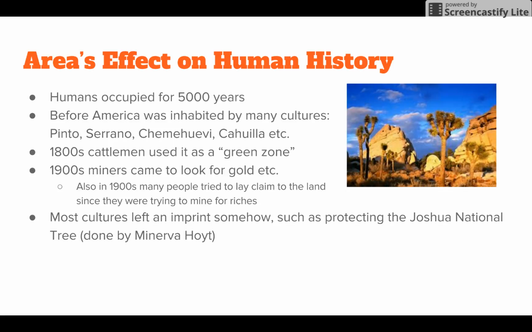And starting in the 1900s, it was used primarily by miners to look for gold and other materials. And because of this, in the 1900s, a lot of people tried to say that they owned the land since they were trying to mine for riches and they wanted all the riches on the land to be theirs. But fortunately, the government didn't allow for this. And most of these cultures left a cultural imprint somehow, such as our current imprint for this generation, by Minerva Hoyt, who protected the Joshua Tree.